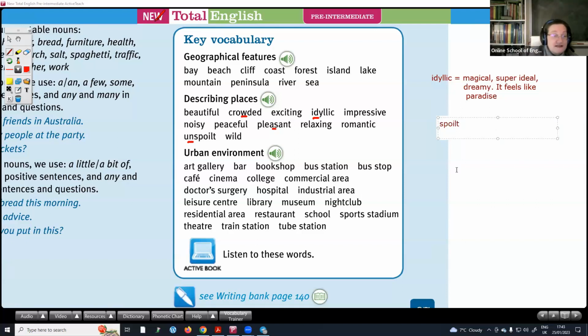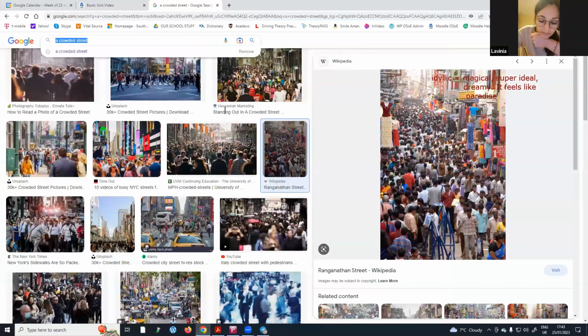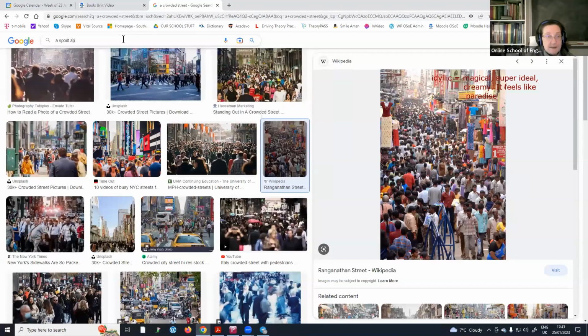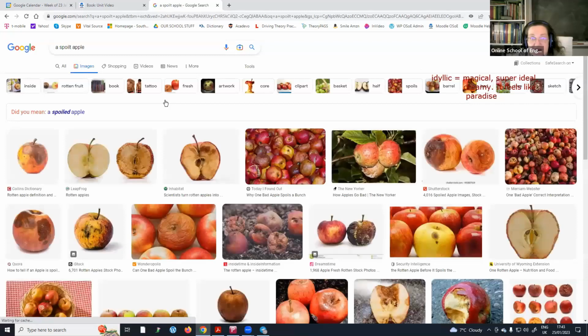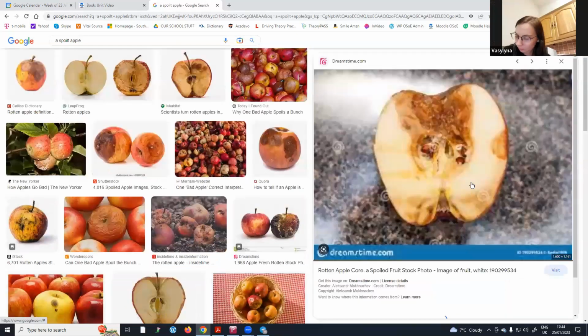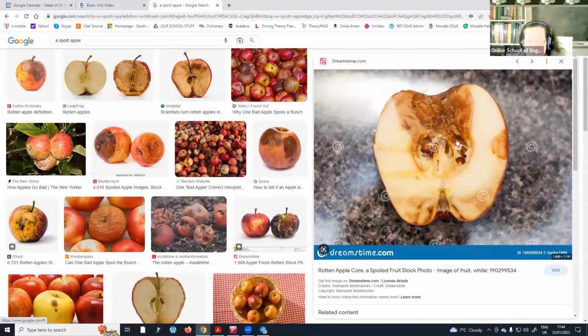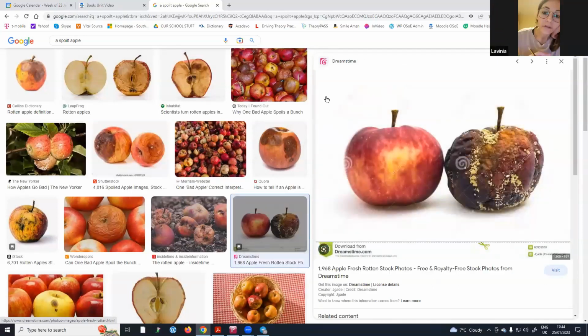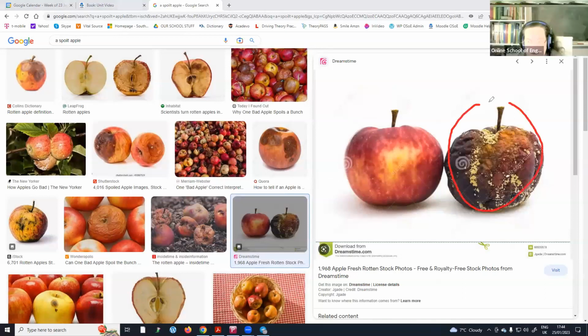Let's say spoiled food. Does anyone know spoiled, like as in spoiled food? Okay, I'm going to show you spoiled food and then I will show you unspoiled in the context of places. In American English, we say spoiled with ED, but in British, they say spoiled with a T. So let's look at this apple. Is this apple good? No. It is spoiled.